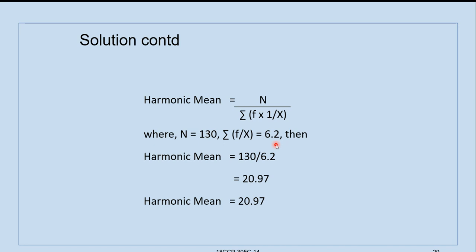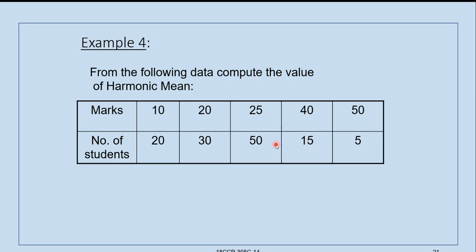So we will understand harmonic mean is equal to 20.97. So this is the procedure for calculating harmonic mean. We will see another example. Again, some series is given: 10, 20, 25, 40, 50, and the frequency is 20, 30, 50, 15, 5. The same previous problem is reversed here.